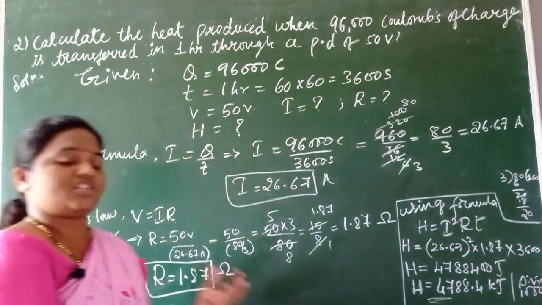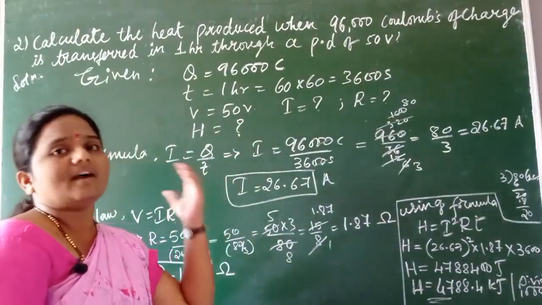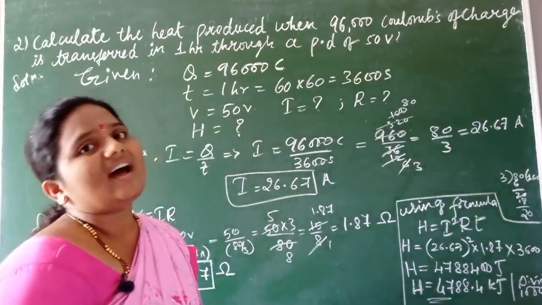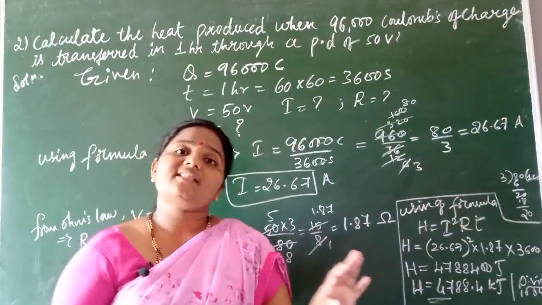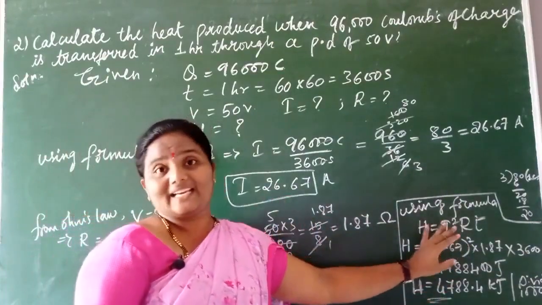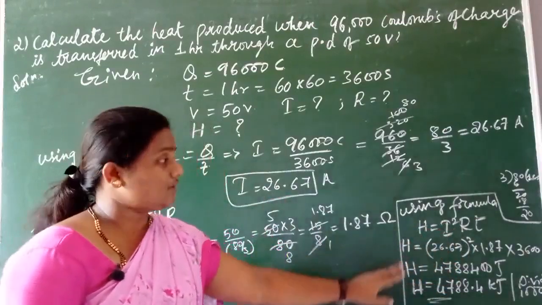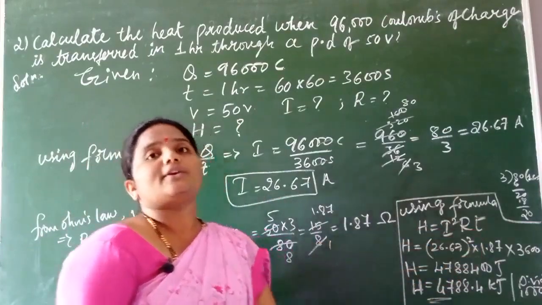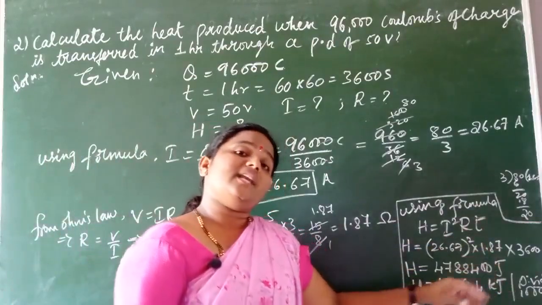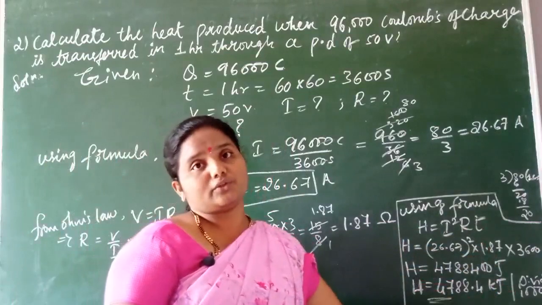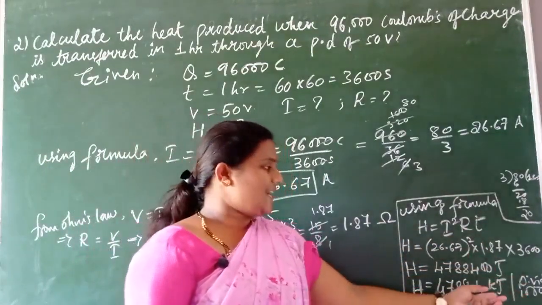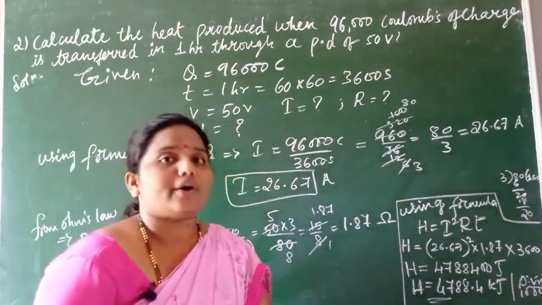Suppose they have given charge, time and potential difference values, then first you have to calculate the current and the resistance. After obtaining the current value and the resistance, you have to use the Joule's heating effect formula, H is equals to I square into R into T. Then you will obtain the value in terms of joules. So we need to convert it to kilojoules: divide the obtained value by 1000, and you will get it in terms of kilojoules, children.